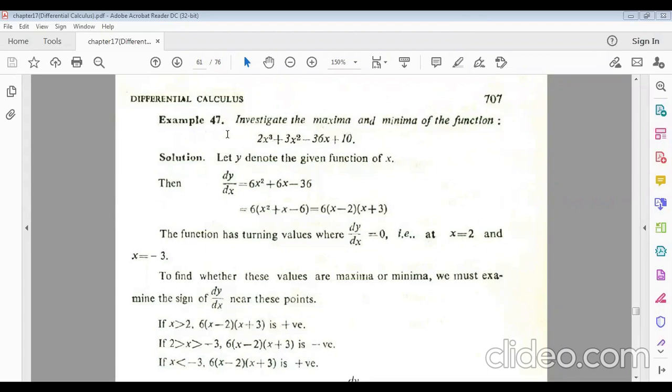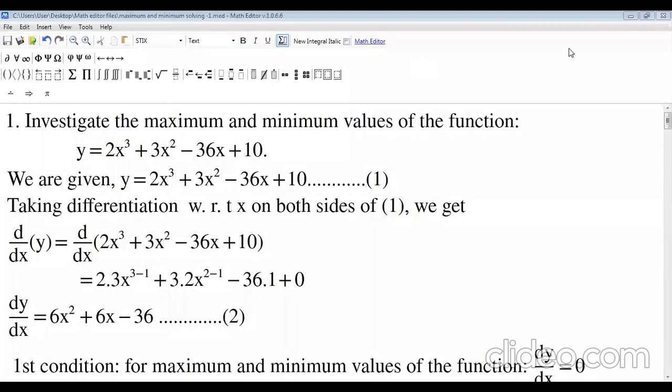Now we'll try to solve this example 47. Investigate the maximum and minimum values of the function 2x cube plus 3x square minus 36x plus 10. Now we'll try to solve this problem: how to find the maximum and minimum values of this function. Example number 47 from the text. Investigate the maximum and minimum values of the function.